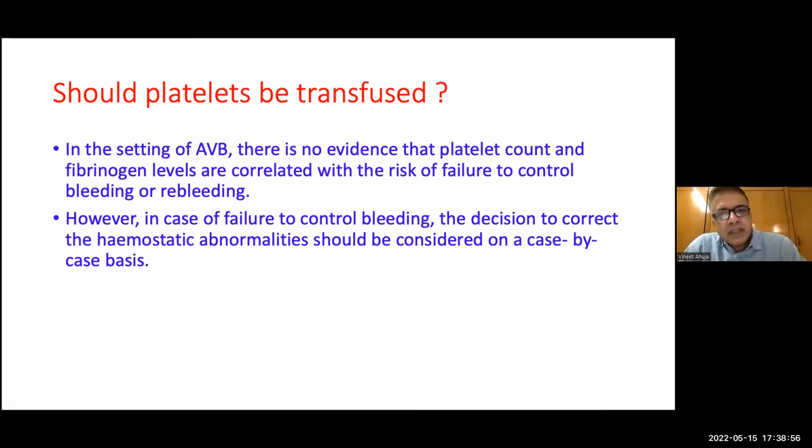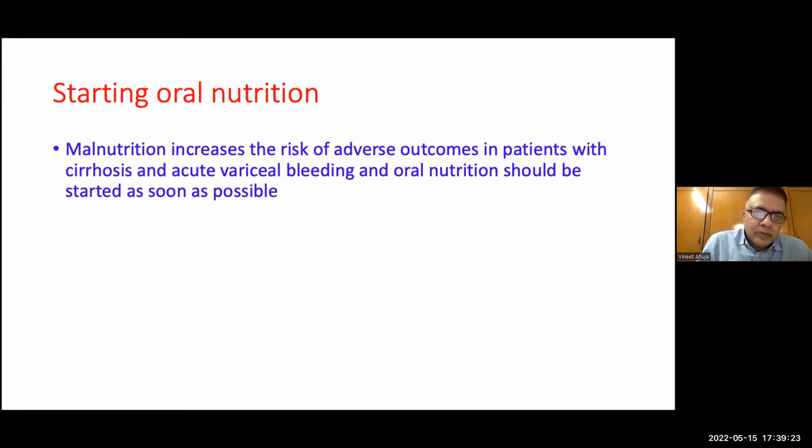Should platelets be transfused? Again, in the setting of acute variceal bleed, there is no evidence that platelet count and fibrinogen levels correlate with the risk of failure to control bleeding or even rebleeding. Hence, the decision to correct the platelets should be considered on a case-by-case basis, particularly if the patient has thrombocytopenia, platelet count less than 50,000, or less than 30,000 and patients continue to bleed, there you may think of it. Otherwise, in every case, no, they should not be transfused.